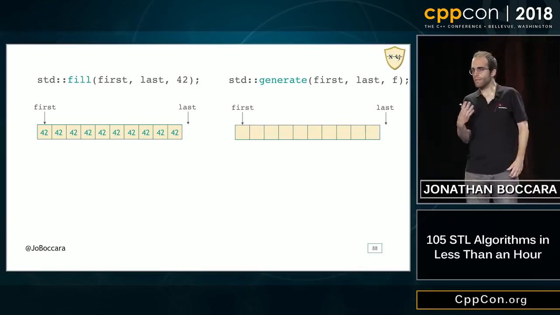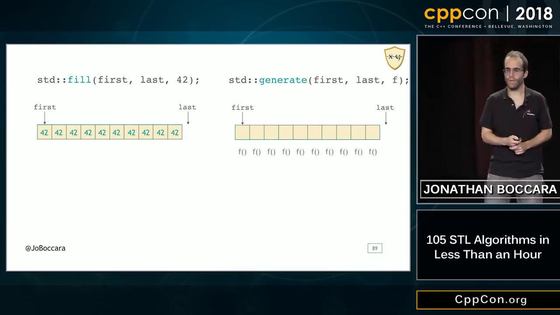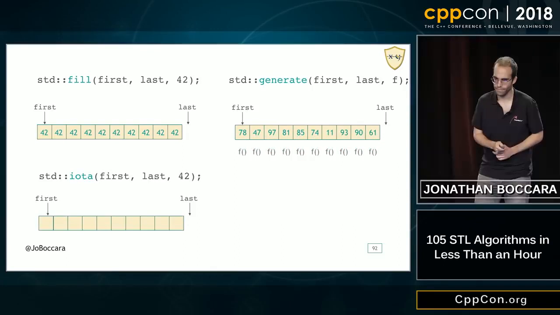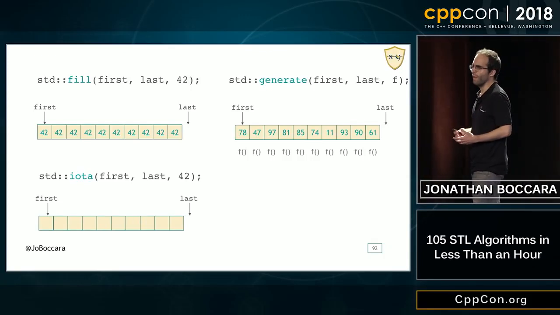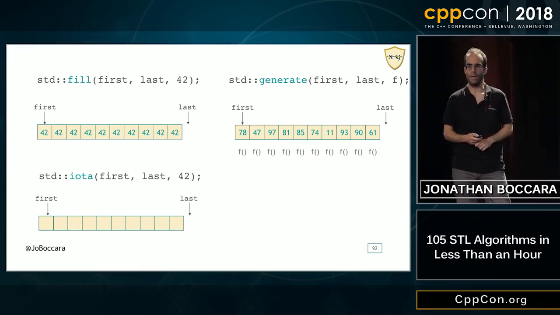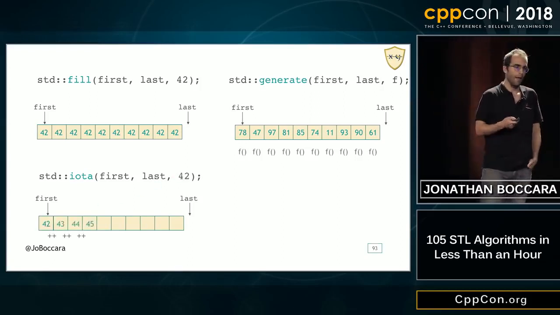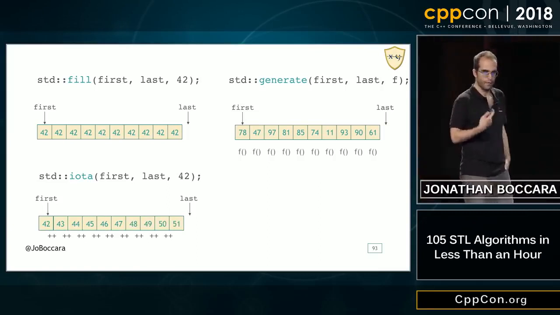Another way that's a bit similar in spirit is to use a function that can be called with no argument, and we call that function once for every element of the collection. That's generate. Another way to fill a collection that's quite useful for unit tests, stuff like that, to have quickly a sequence of values is iota, which has a funny name, I think. It takes begin and end and a value, puts that value at the beginning, and then increments it until it fills the whole collection with increments.